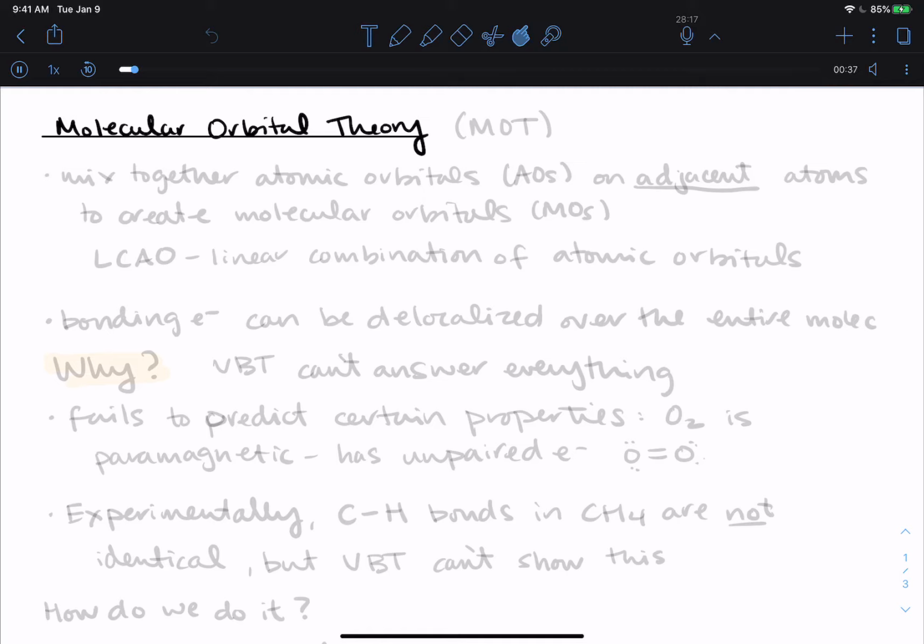And I don't know if it will come across as much in a video lecture as it does in person, but I kind of love molecular orbital theory, so apologies in advance if I get super excited about this stuff in this video. I think molecular orbital theory is super cool.